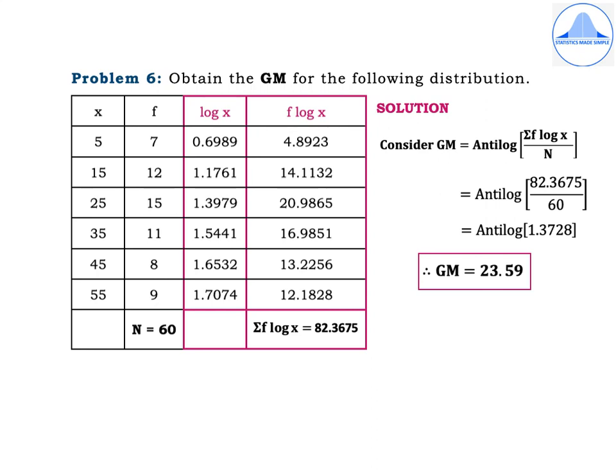The f log x values are 4.8923, 14.1132, 20.9865, 16.9851, 13.2256, 12.1828. So you get summation f log x as 82.3675. So write the formula of the geometric mean under solution. Consider GM equal to antilog summation f log x by capital N, which is equal to antilog of 82.3675 divided by 60, which is equal to antilog of 1.3728, or GM is equal to 23.59.